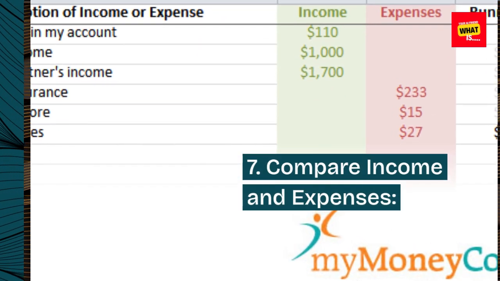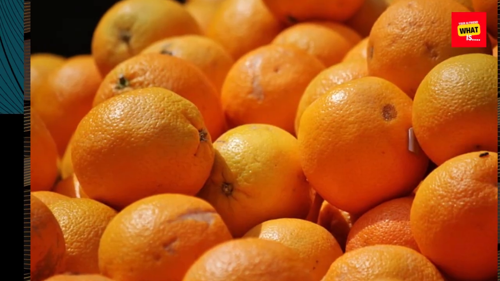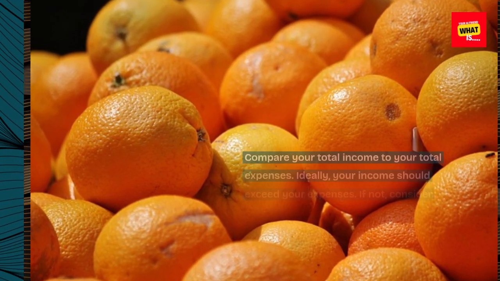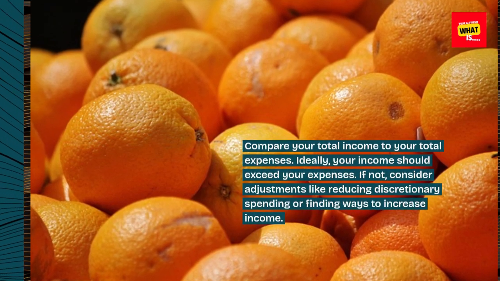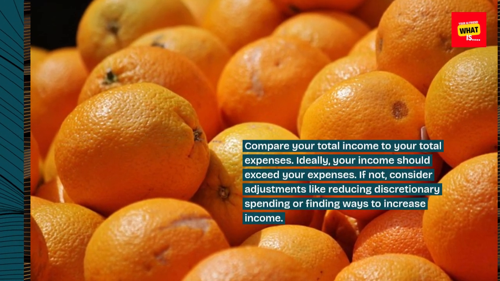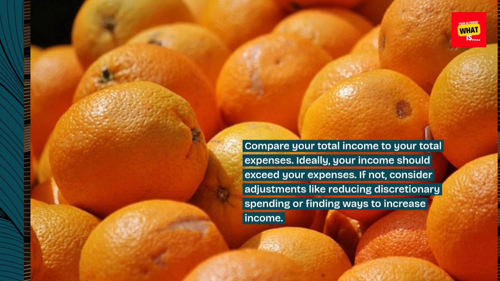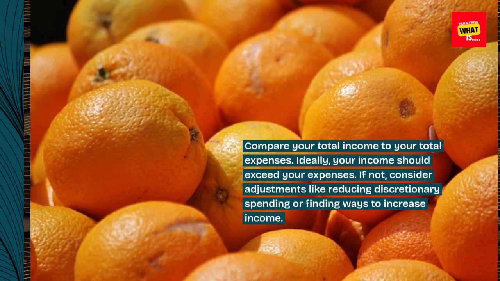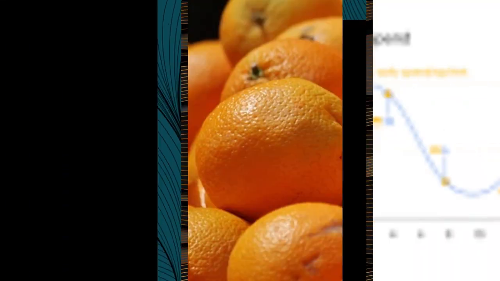7. Compare income and expenses. Compare your total income to your total expenses. Ideally, your income should exceed your expenses. If not, consider adjustments like reducing discretionary spending or finding ways to increase income.